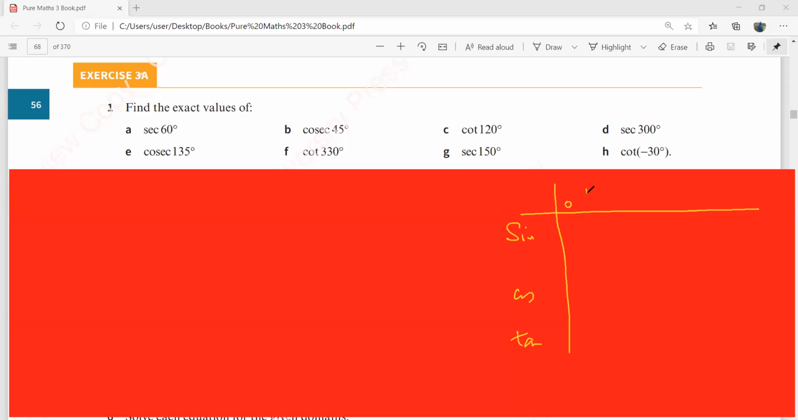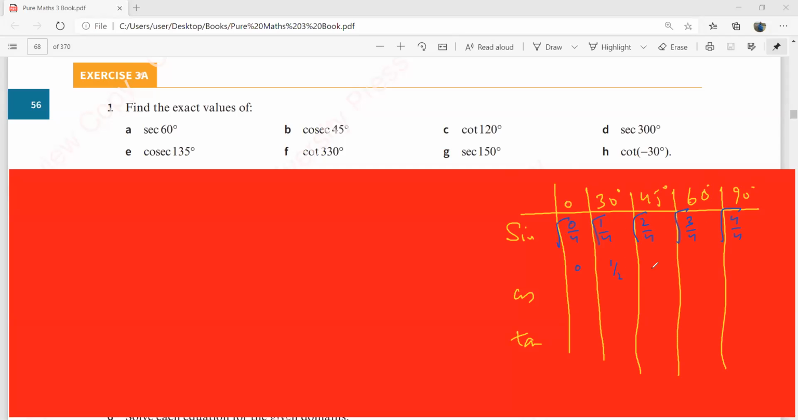So we have 0, 30 degrees, 45 degrees, 60 degrees, and then 90 degrees. If you just write 0, 1, 2, 3, 4, you divide all of them by 4, and then you take the square root of all of them. You will get the trigonometrical ratios for the sine. This is 0, this is 1 over 2, this is 1 over under root 2, this is under root 3 over 2, and this is 1.